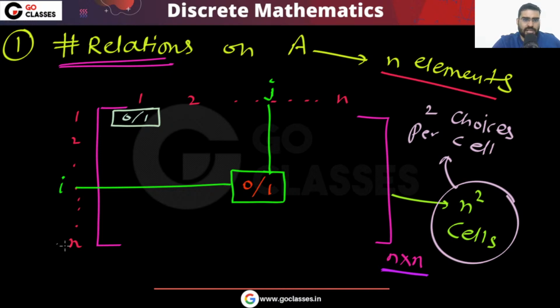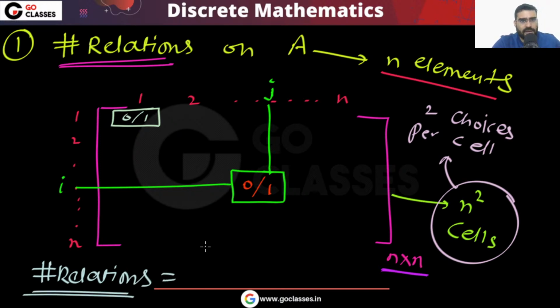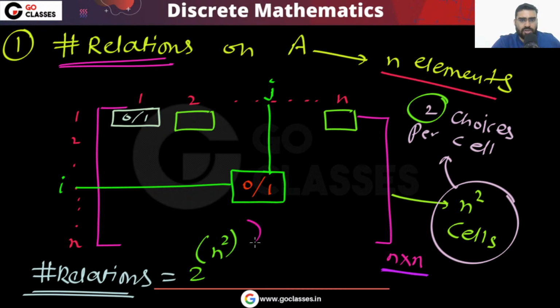So finally, what is the number of relations? How many binary relations will be there? Every cell has two choices, remember. There are total n square cells and every cell has two choices. So finally your answer will be 2 into 2 into 2 into 2 and so on. So the answer will be 2 power n square.